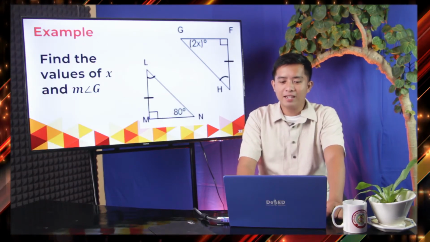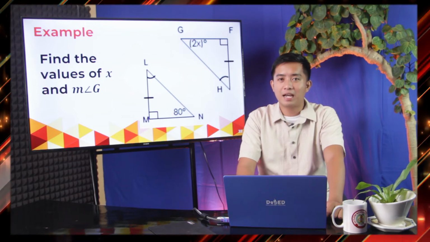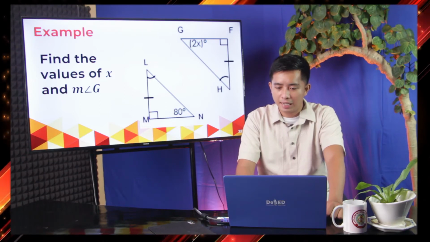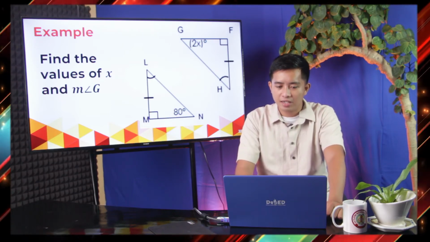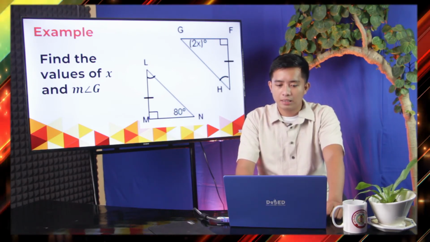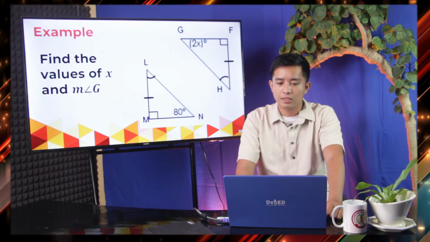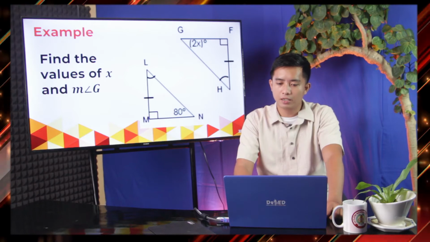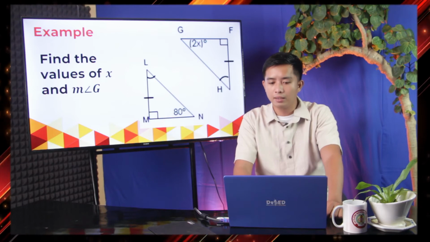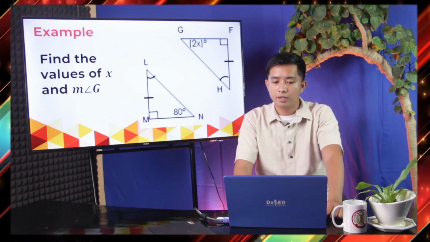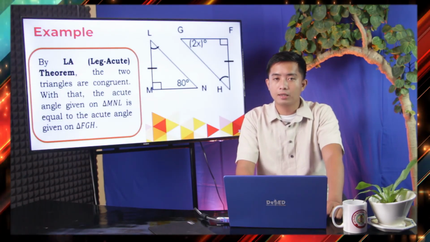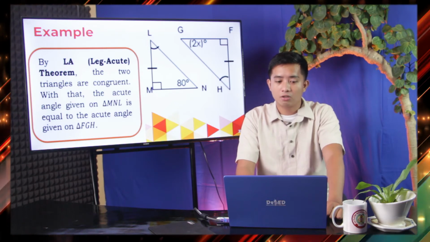Example: find the values of x and the measure of angle G. As you can see in the figure, we have triangle MNL and triangle FGH. It is indicated in the figure that the legs of the two right triangles are congruent, and the corresponding acute angles are also congruent. Therefore, by the LA or leg-acute angle theorem, the two triangles are congruent.